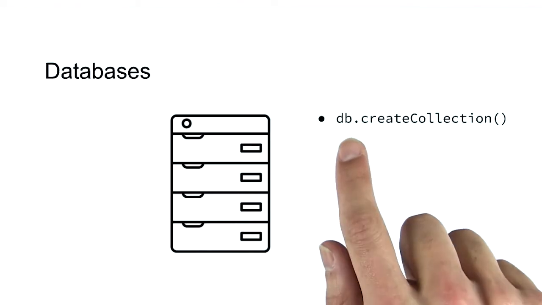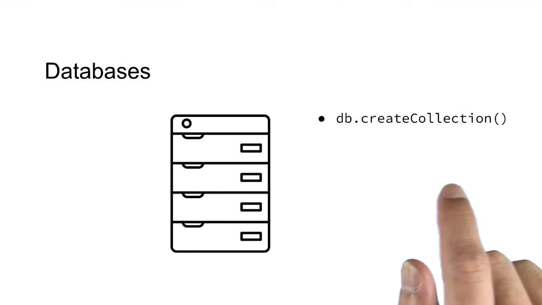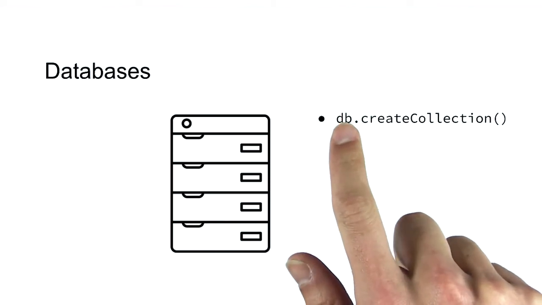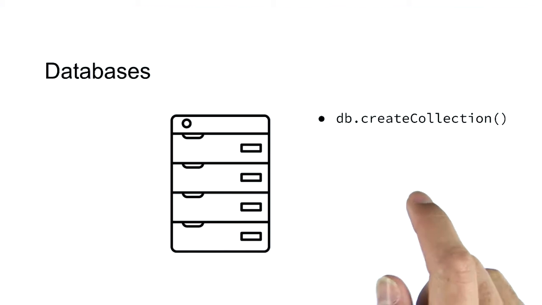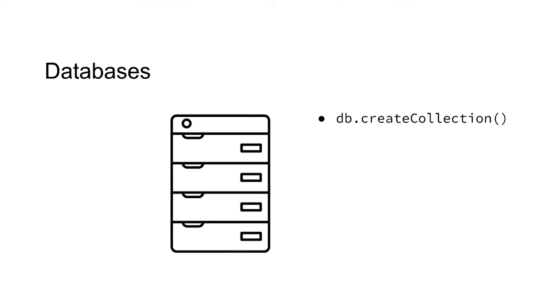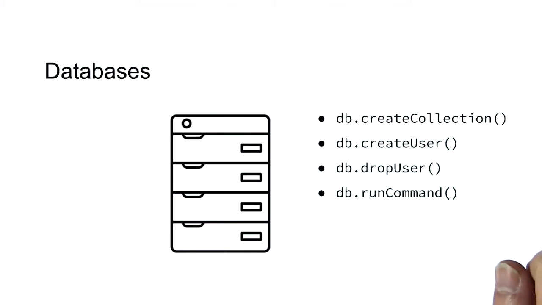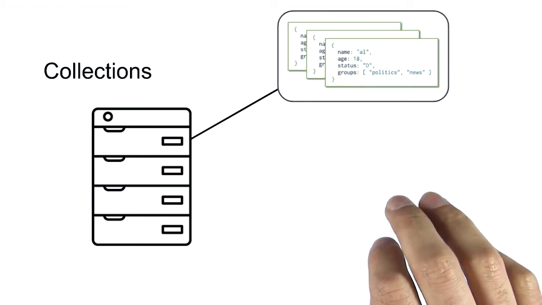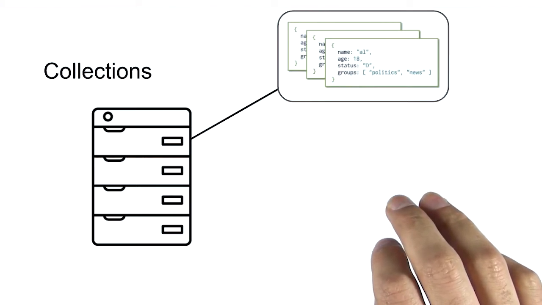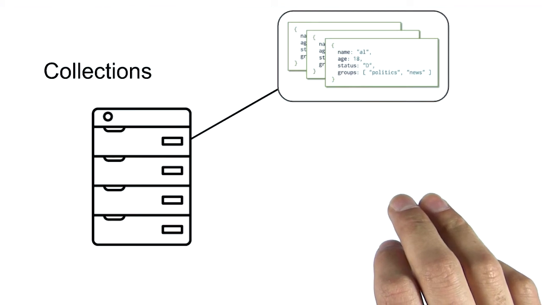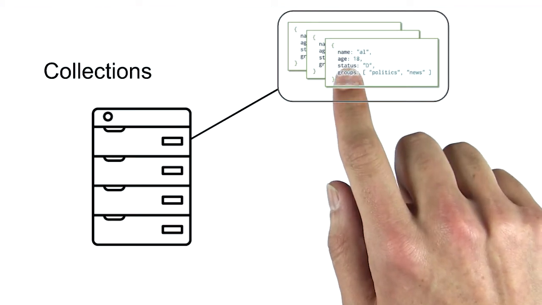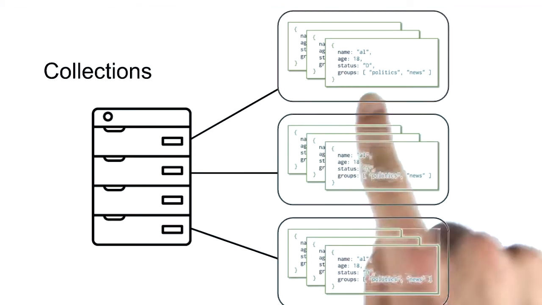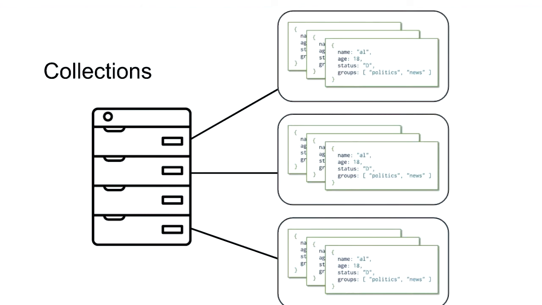For example, db.createCollection creates a collection on the chosen database. The db here represents the database we want to run this command against. We can also create and drop users, or run commands that affect the configuration or behavior of our database. If you're coming from a SQL environment, you're used to keeping your data within a table, where each database has multiple tables. In MongoDB, data is stored in collections instead, and each database can contain multiple collections.